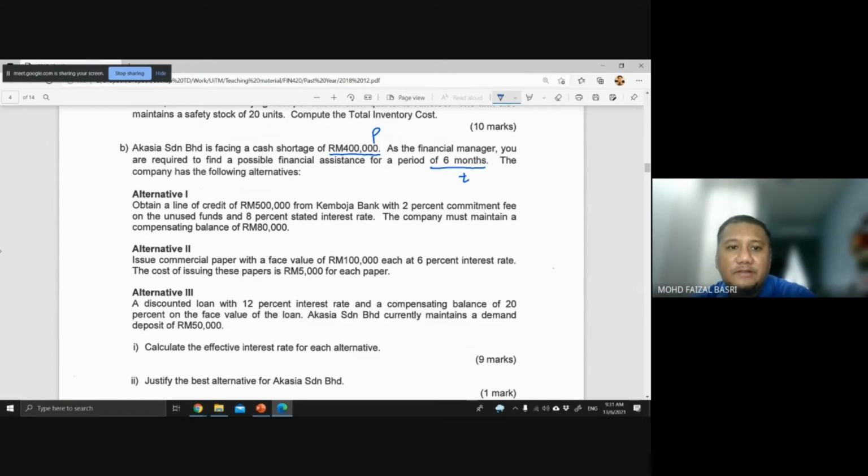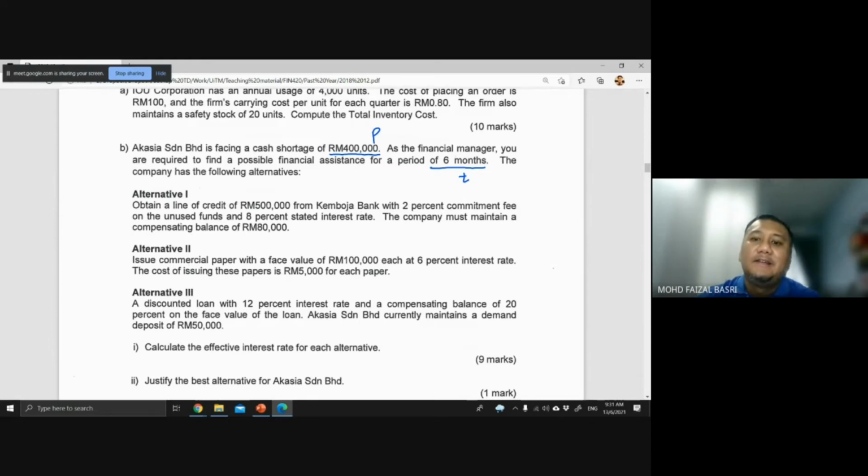Okay, so there are 3 alternatives. Since we are just discussing the bank loans just now, out of these 3 alternatives, the one that we've covered so far is just this one, alternative 3. A discounted loan, so they use the word discounted here, meaning we know that the interest needs to be paid upfront. Okay, discounted loan, 12% interest, so this is our rate. And the CB requirement, 20%. So 20% is your CB.